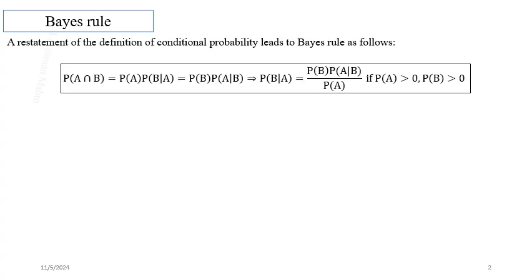Bayes rule, again I say, is a restatement of the definition of conditional probability. We know that the probability of joint occurrence of A and B can be written as probability of A into probability of B given A, if you are observing A first. But if someone is observing B first, then it will be probability of B into probability of A given B. If I am asking what is the probability of B given A, you will write probability of B intersection A divided by probability of A. But we know probability of B intersection A can be written as probability of B into probability of A given B.